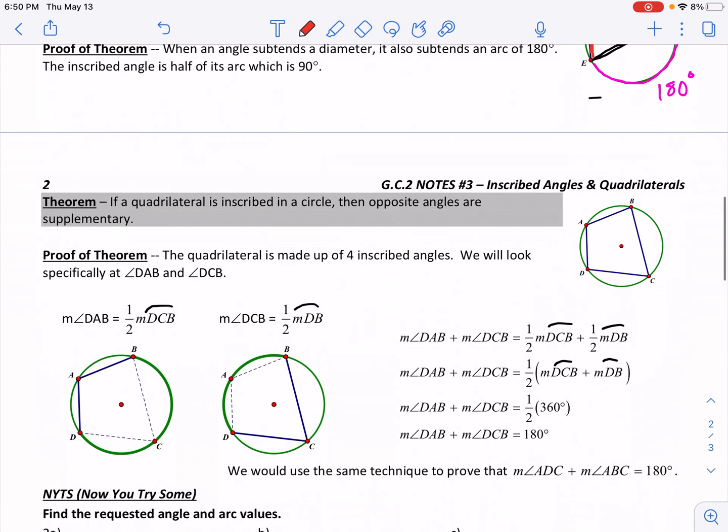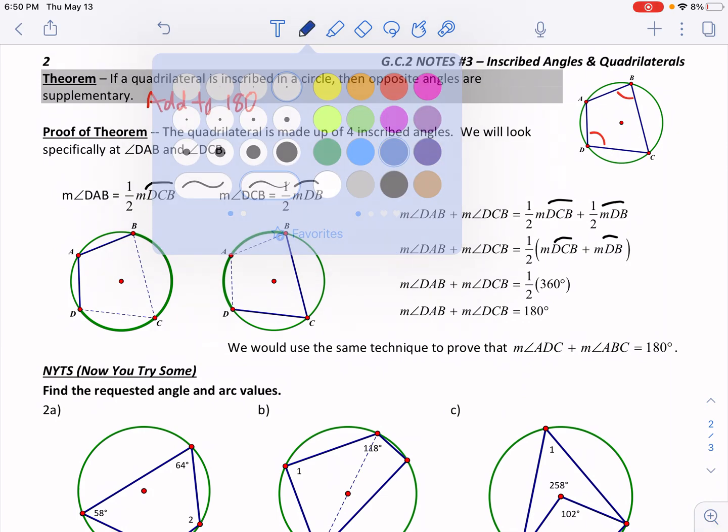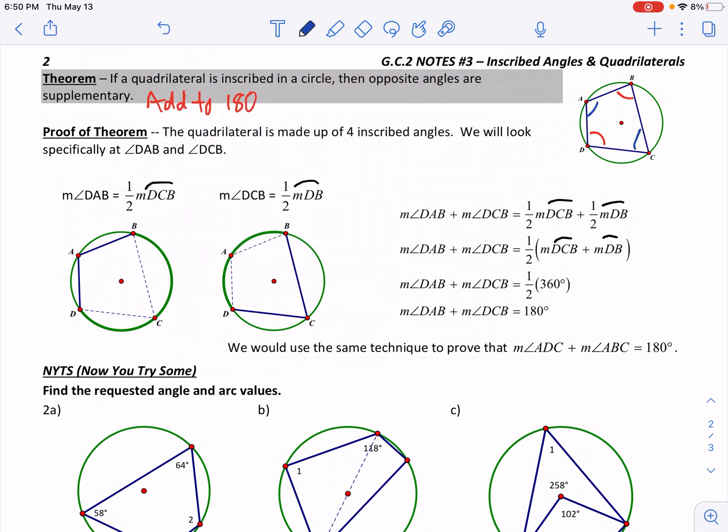Okay, another theorem here, and then we'll look at that proof and then we can try a couple examples. If a quadrilateral is inscribed in a circle, then the opposite angles are supplementary. In other words, they add to 180. So if we're talking about a quadrilateral inscribed in a circle, we're saying opposite angles here would add to 180. So D and B and A and C are supposed to be able to add to 180 degrees.